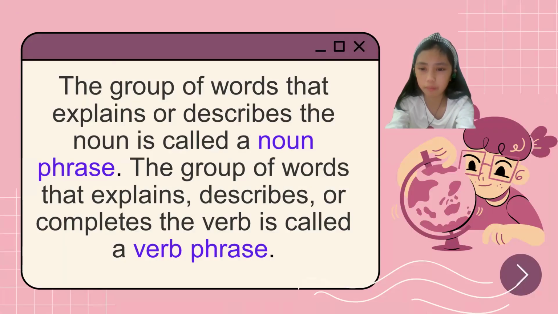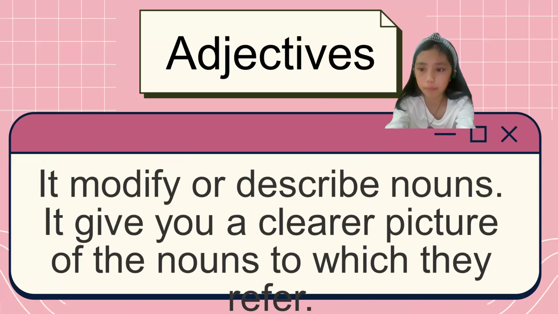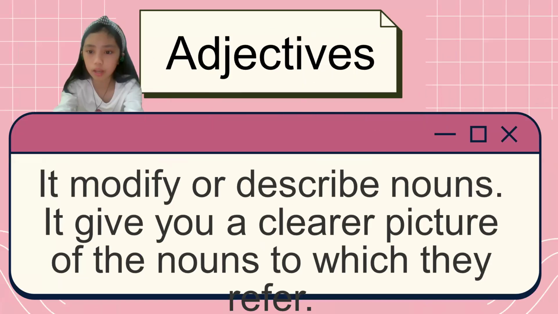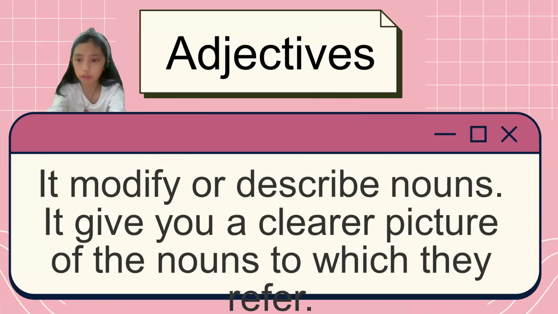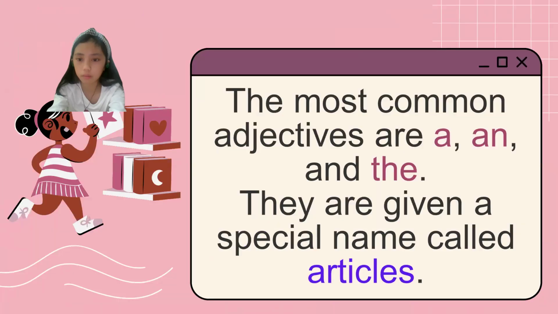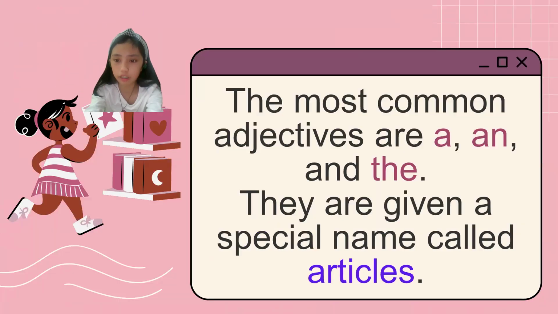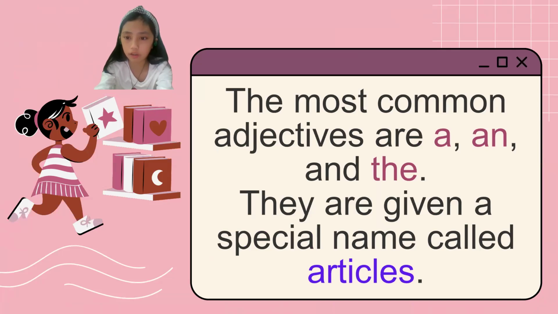Now let me look at adjectives. Adjectives modify or describe words. Adjectives give you a clearer picture of the nouns to which they refer. Noun phrases may include adjectives. The most common adjectives are a, an, and the. These three words are used so often that they are given a special name called articles. When you see one of these adjectives, you can be sure a noun will soon follow.